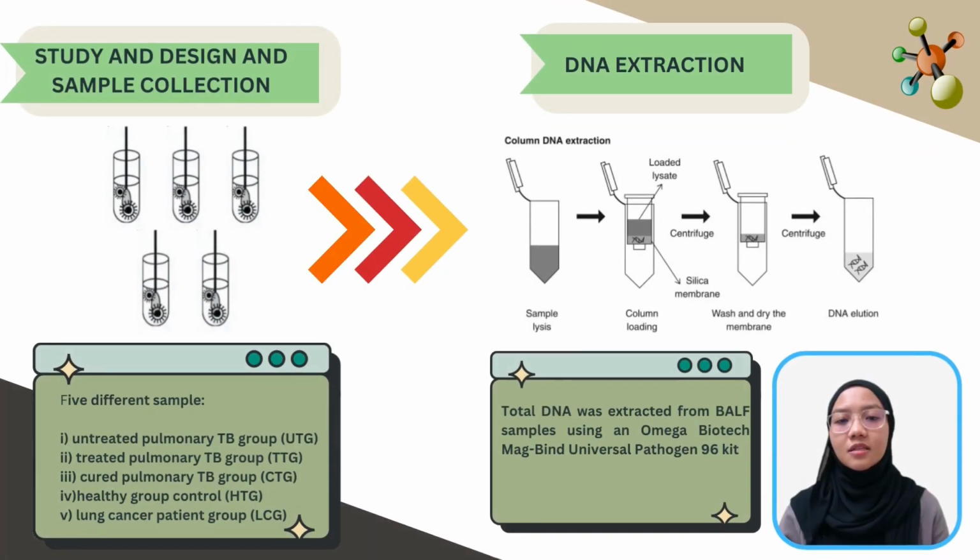The first step in this technique requires collecting five different samples, which are samples from the untreated pulmonary TB group, treated pulmonary TB group, cured pulmonary TB group, healthy control group, and lung cancer patient group. The next step is to proceed with DNA extraction. The total DNA was extracted from the samples using the Omega Bio-tek Universal Pathogen Kit.